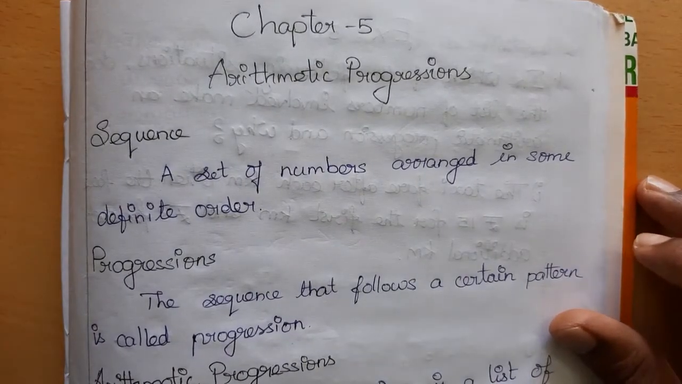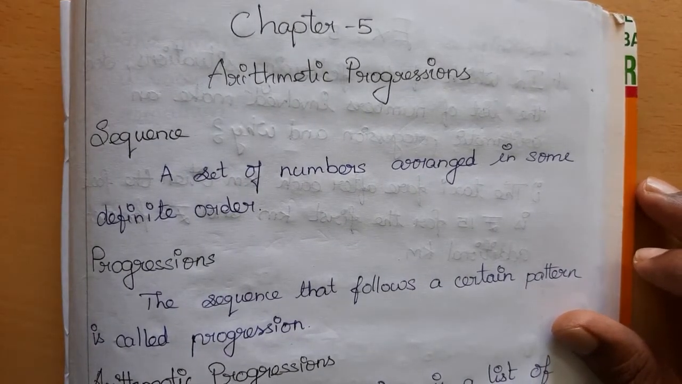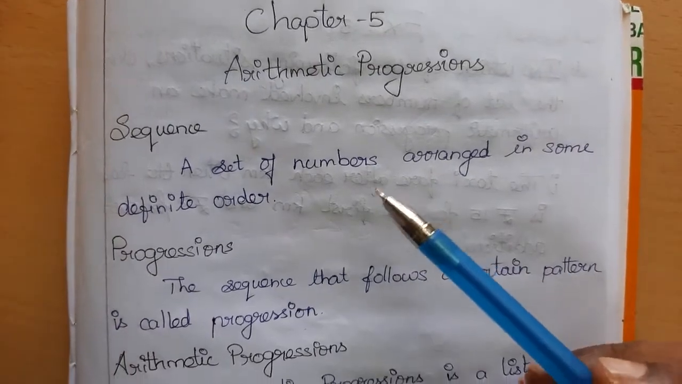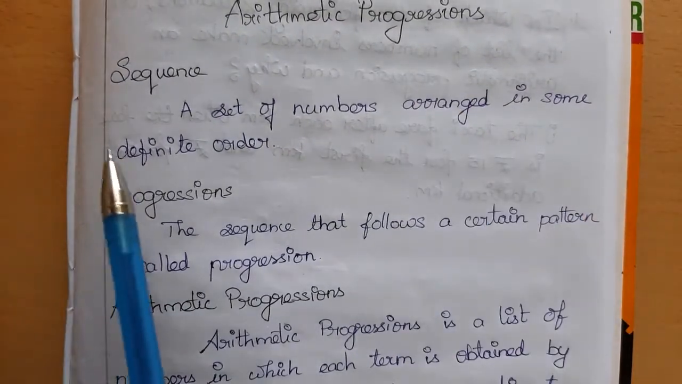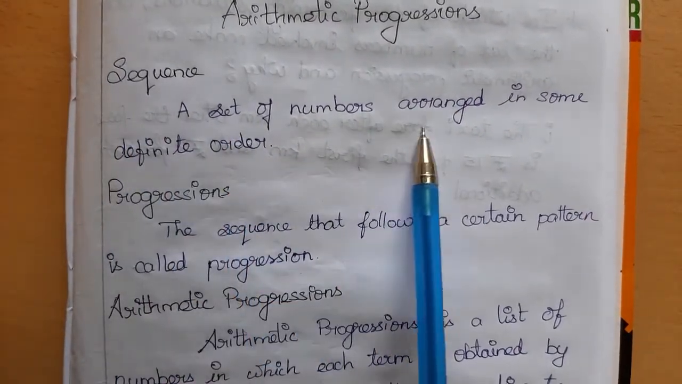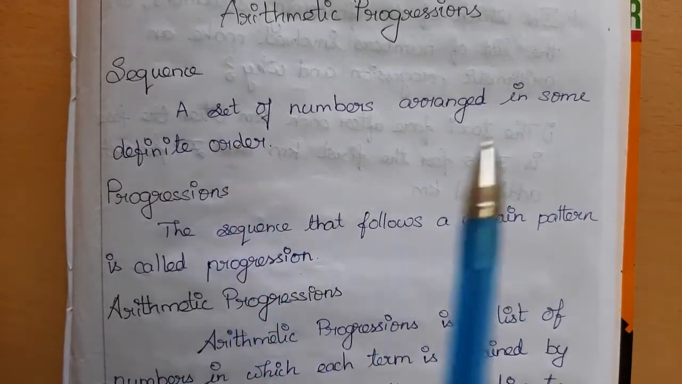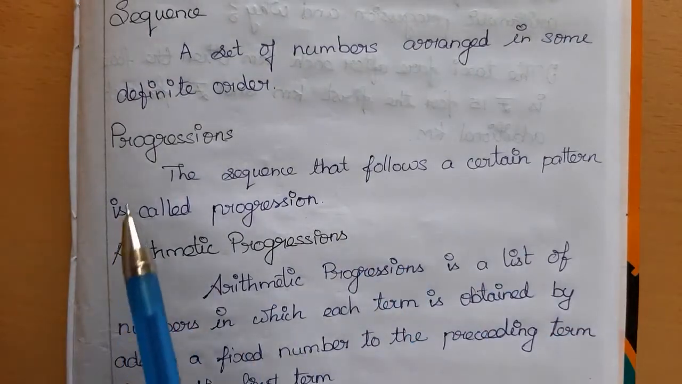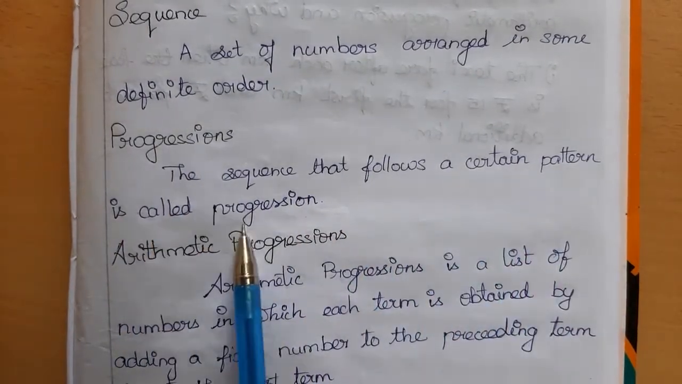Hi students, today we are going to learn about the new chapter, arithmetic progression. So to know about the arithmetic progression, let me start with the sequence. A set of numbers arranged in some definite order is a sequence. Next, the progression. The sequence that follows a certain pattern is called progression.